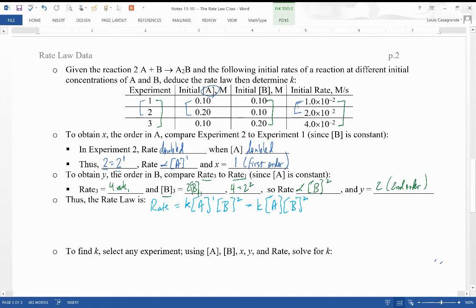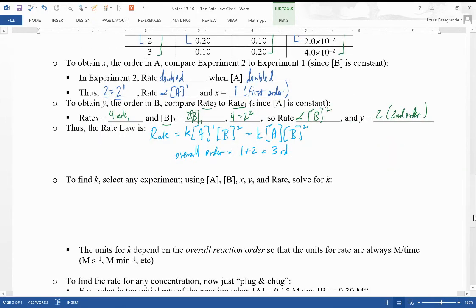Okay, so notice first order in A, second order in B, and overall reaction order is going to equal 1 plus 2, or third order overall. So you're not going to have anything much more difficult than that. Hopefully that all makes sense.